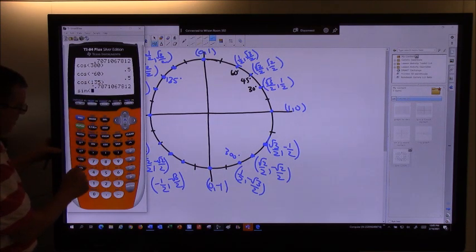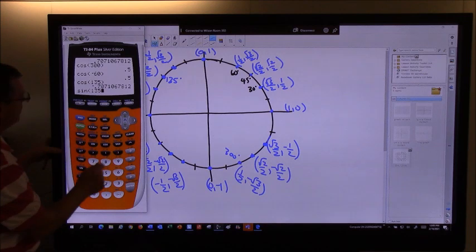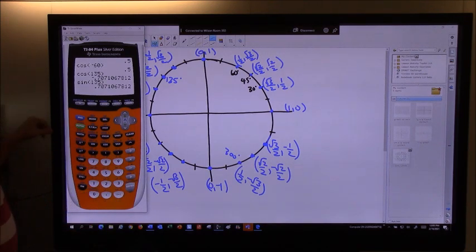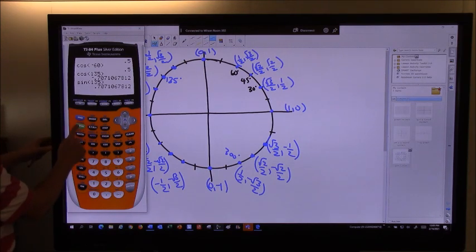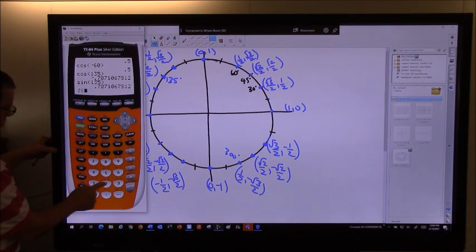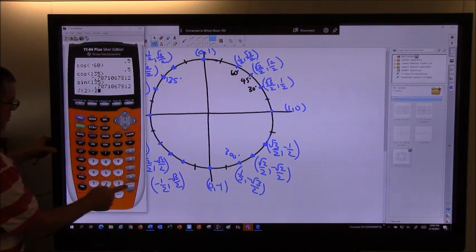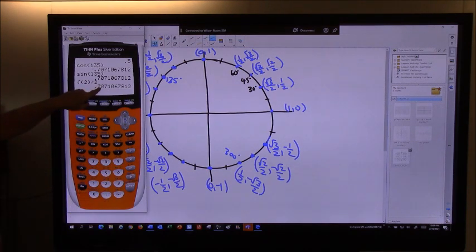If I do the sine of 135, there I'm getting a positive root 2 over 2. Just double check again. If I do the square root of 2 divided by 2, yep, same decimal. Okay?